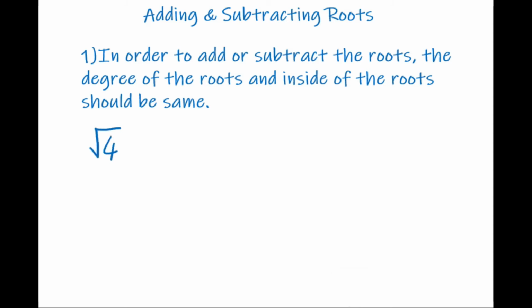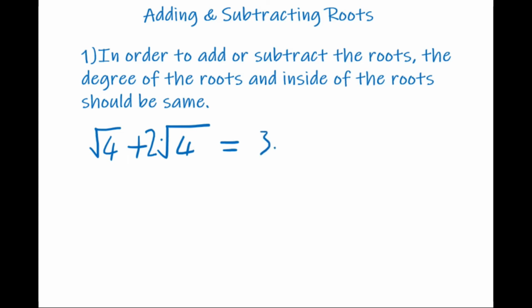square root of 2 times square root of 4. So this is going to be equal to, there is 1 square root of 4, there is 2 square root of 4, so it's going to be 3 square root of 4.